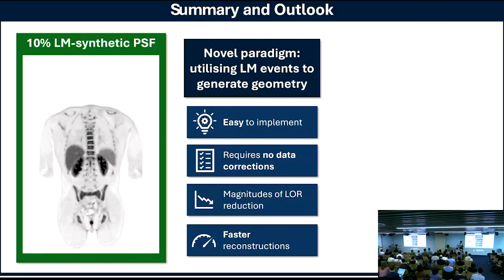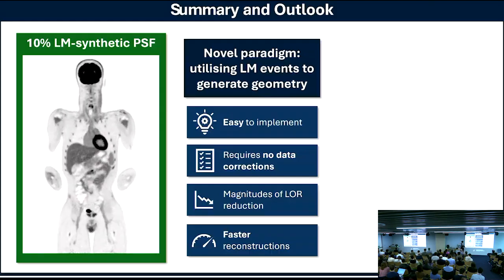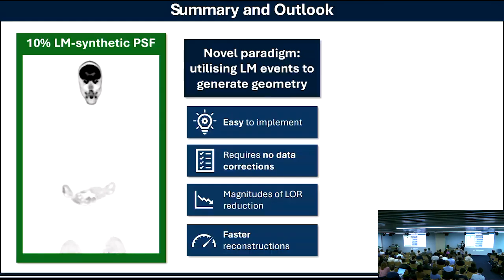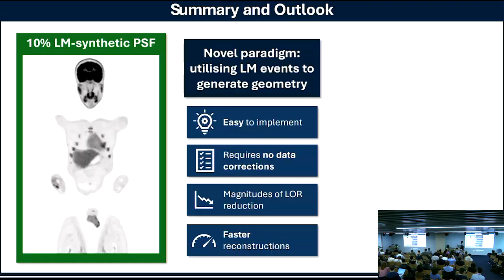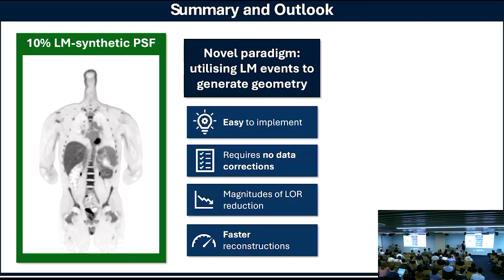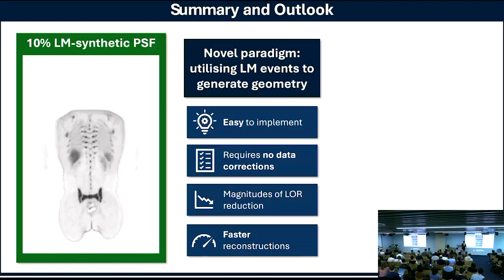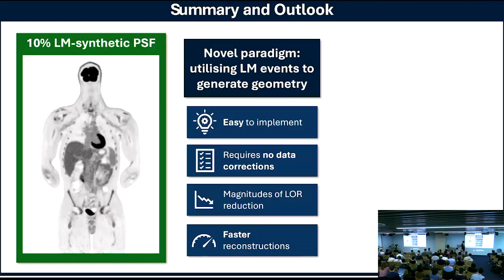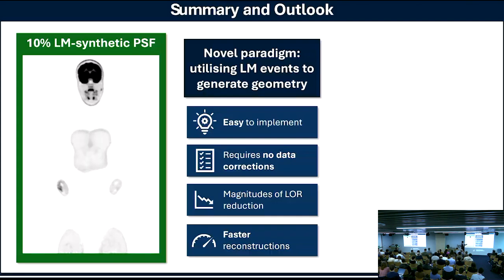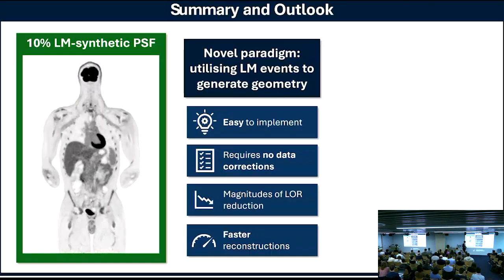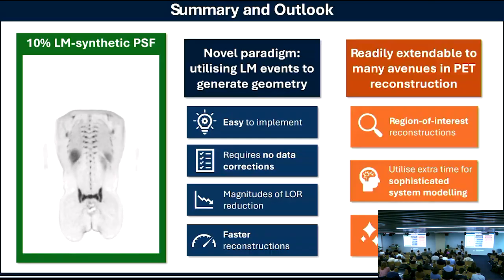easy to implement, given that we have a vendor reconstruction as well as the acquired data. It requires no data corrections inherently due to use in the vendor reconstruction, where all of these things are embedded into the synthesized metadata. And as well, we can reduce the number of LORs in our system matrix by reducing the number of events, which can lead to faster reconstructions with higher quality.